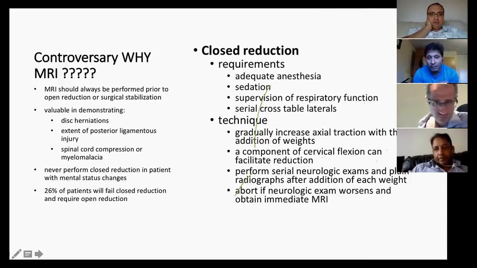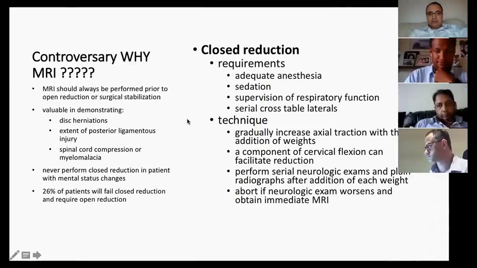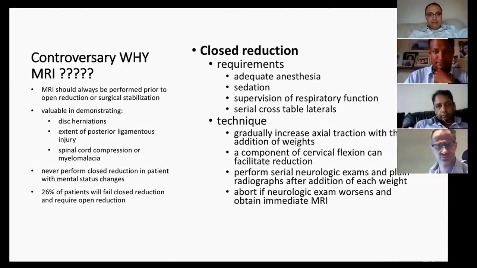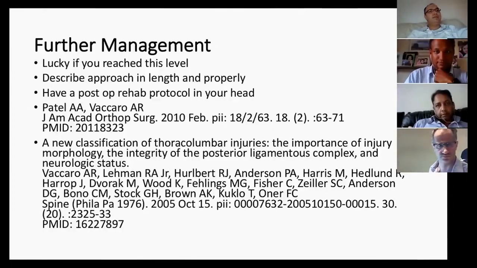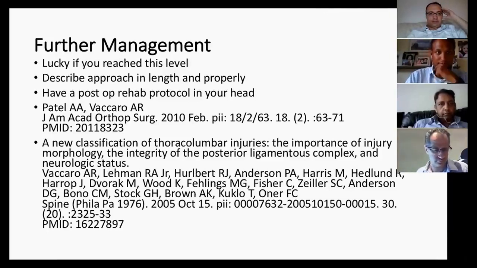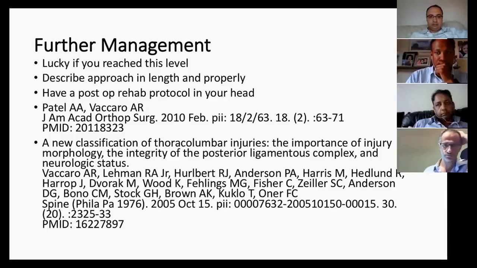Anyway, we go back to the presentation. There is quite a lot to cover. So we are on this slide, guys. Over there, we discussed the closed reduction. If you go to the further management part, you're lucky. You then take a deep breath, because now if you're describing the approach in length and properly, you're gaining marks. If they ask you about the anterior approach, because of the intervertebral disc, you need to take the disc out so that you don't damage the cord as you reduce it posteriorly. You tell about the anterior approach.